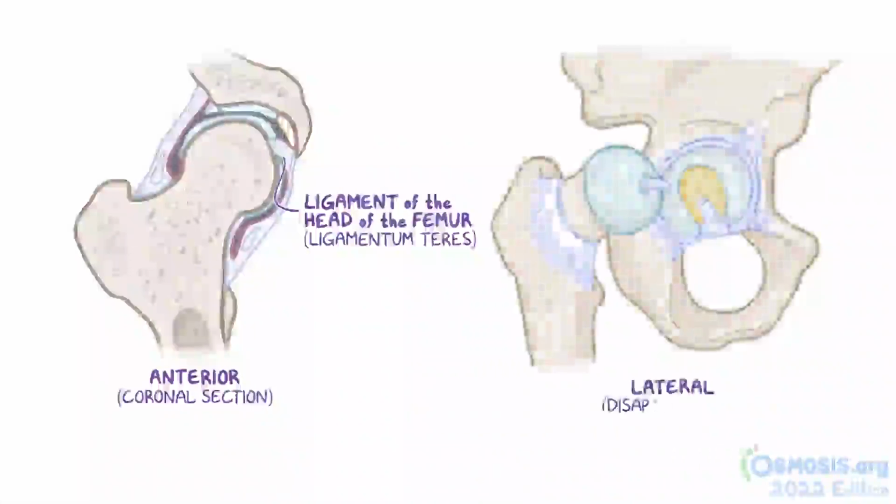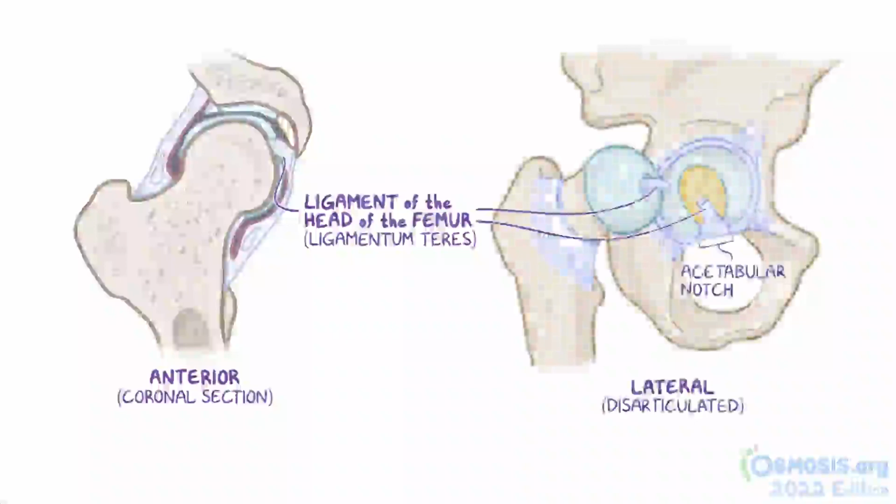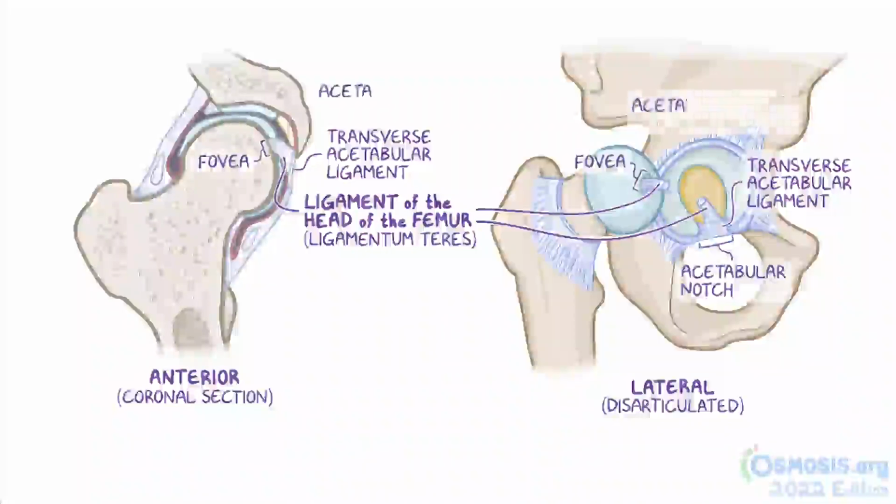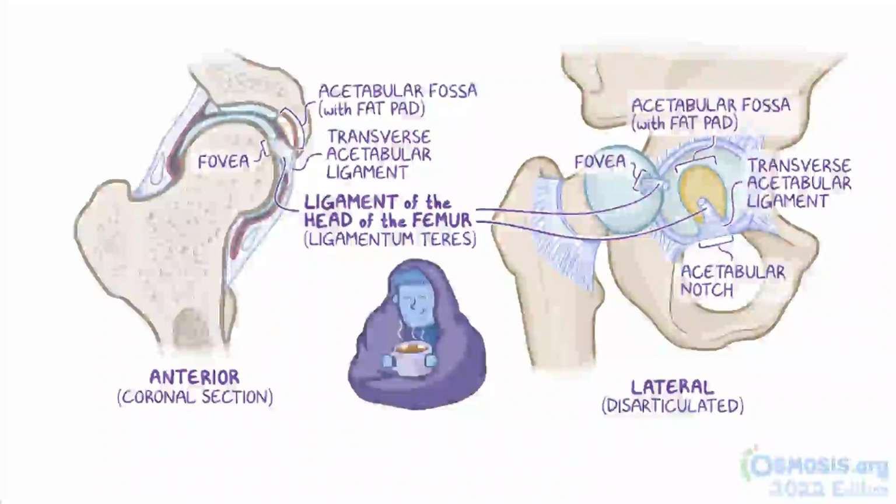The ligament of the head of the femur attaches to the margins of the acetabular notch, along with the transverse acetabular ligament, and to the fovea on the femoral head. The ligament lays within the acetabular fossa, cushioned by a fat pad that fills the part of the fossa not occupied by the ligament of the head of the femur. Quite cozy.